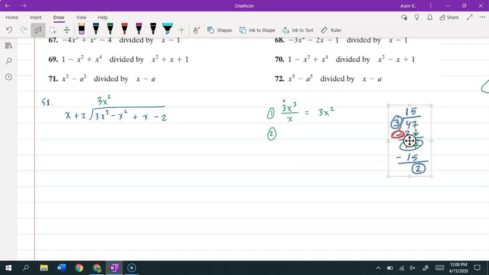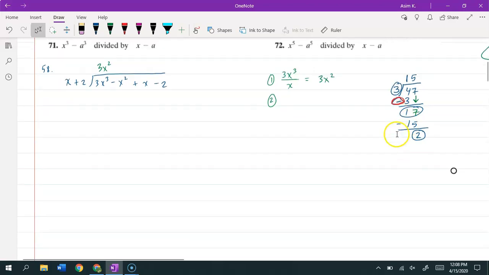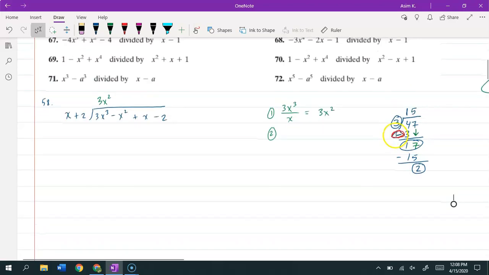So that way we can keep talking about how we used to do long division, because essentially the long division of polynomials is very similar to the long division of numbers that you learned in perhaps 5th or 6th grade, right? So like I said, you ask yourself, what's 3 times 1? And 3 times 1 is 3.